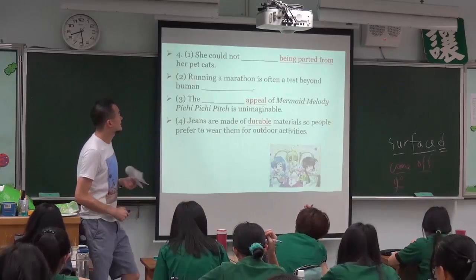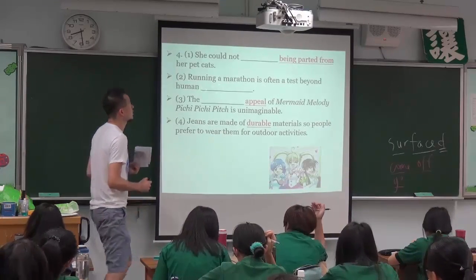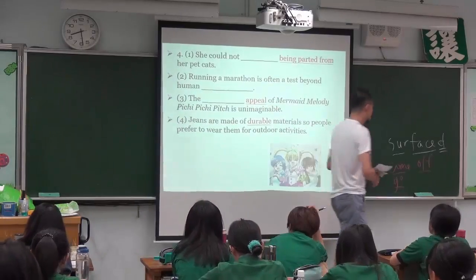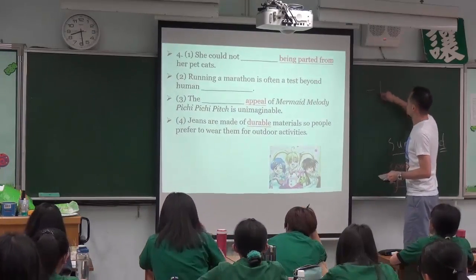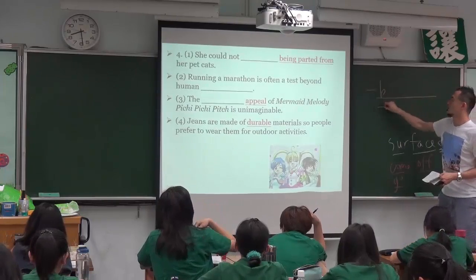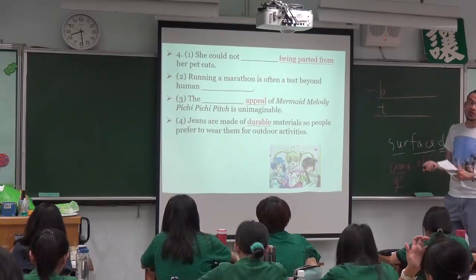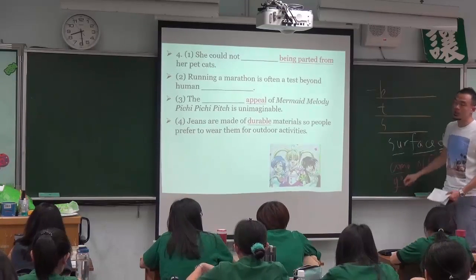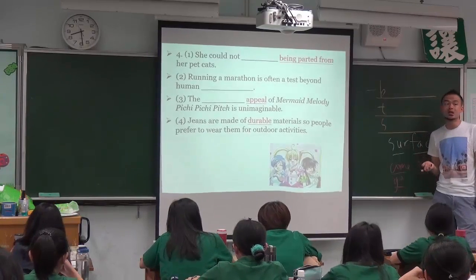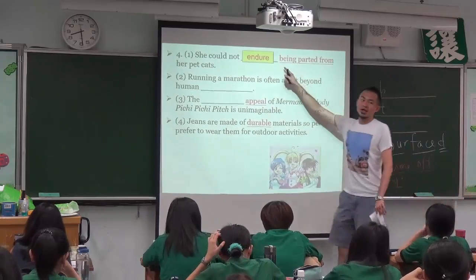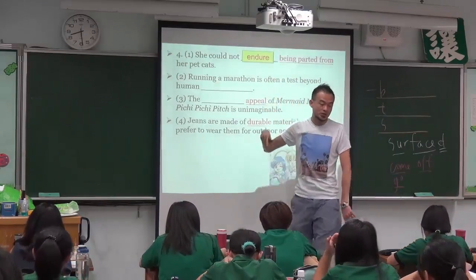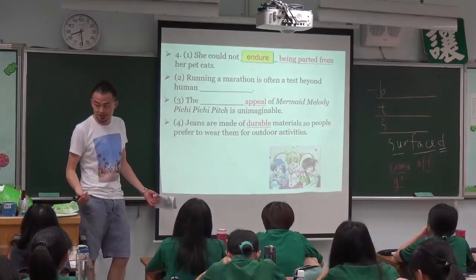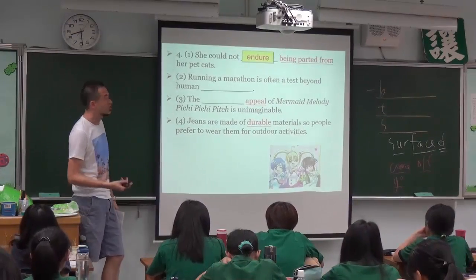So last time we stopped on this question: She could not be parted from her pet cats. When you say you couldn't bear something, here a word begins with the B, a word begins with the T, and also a word begins with the S. The first word is: she could not endure. Last Friday when we talked about the question, we said the word could be replaced with the word tolerate. So you could also use the word tolerate for this word.